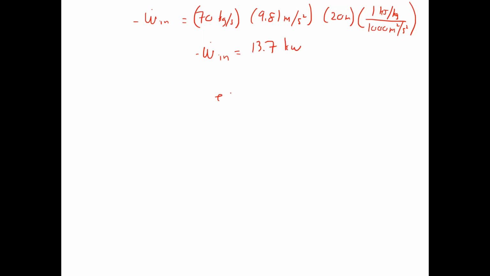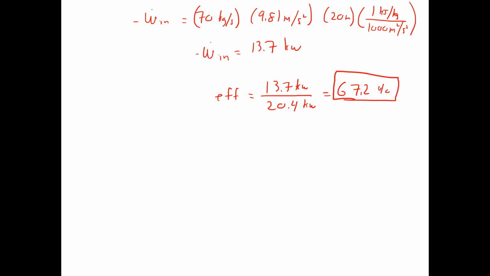So it's asking for the efficiency. The efficiency would be the minimum amount of energy necessary just to move the water, which is 13.7 kilowatts, divided by the actual amount of electrical energy that the pump is consuming, which is 20.4. So that tells me that this pump is operating at 67% efficiency because it's consuming more energy than is minimally needed. So that extra energy, the extra energy above 13.7 kilowatts, is due to inefficiencies in the pump.